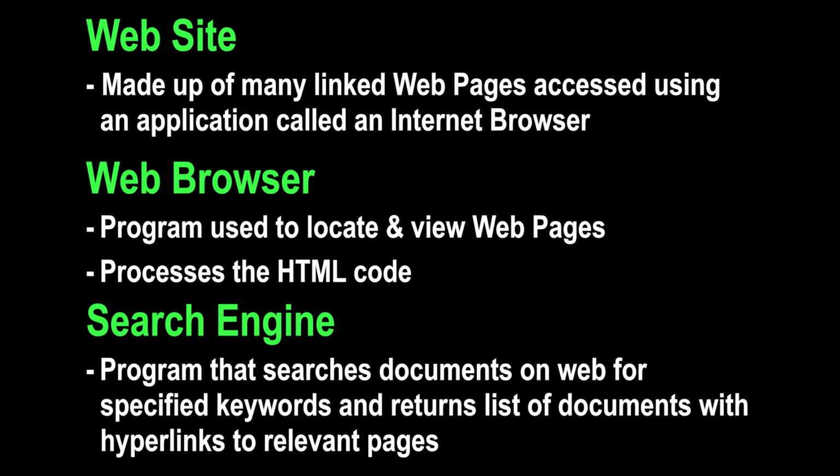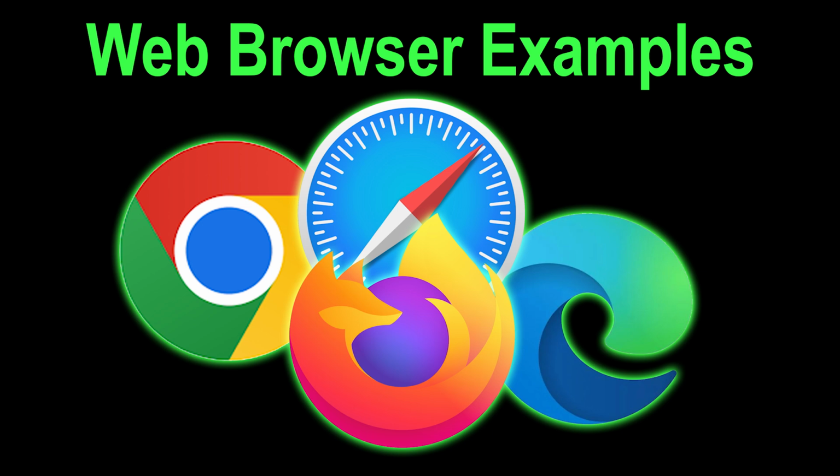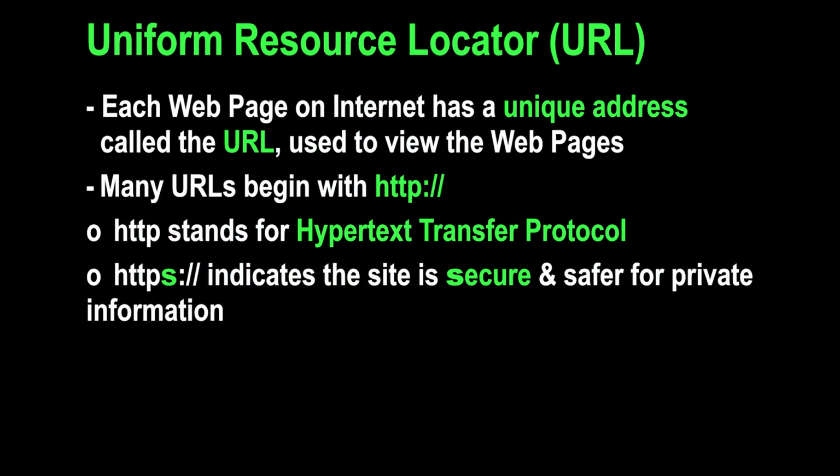A web browser is a program used to locate and view web pages, and is responsible for processing the HTML code. A search engine is a program that searches documents on the web for specified keywords and returns a list of documents with hyperlinks to relevant pages. Note that these are examples of web browsers. Uniform Resource Locator, URL. Each web page on the Internet has a unique address called the URL, used to view the web pages.